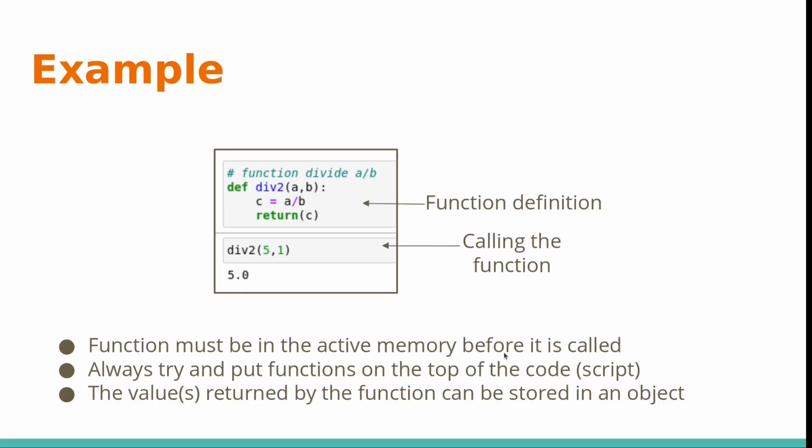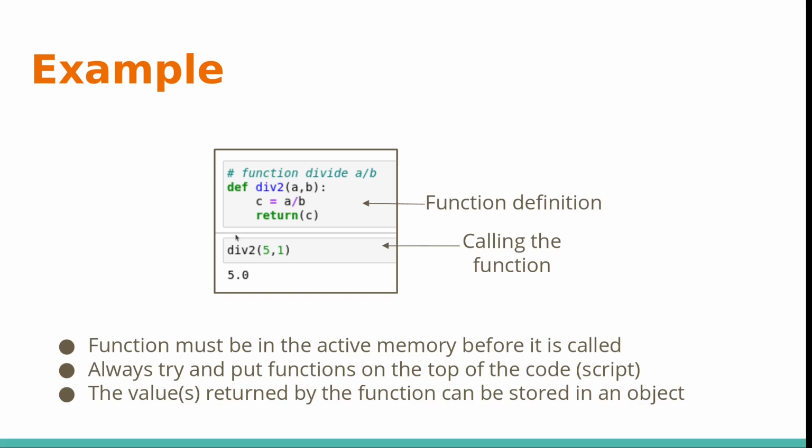So let's look at an example. Here we have a function called div2, that is the name of the function. The function takes two arguments, a comma b, and this def keyword denotes that I'm interested in creating a function. And this colon here denotes that there is a code block that follows, which is associated with this function. The code block here has one line, c is equal to a over b. So it takes the input a, divides it by input b, stores that value in c. And then it returns this value c to the program when it's called.